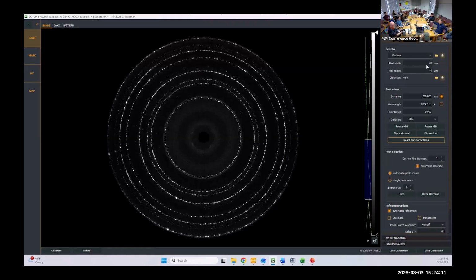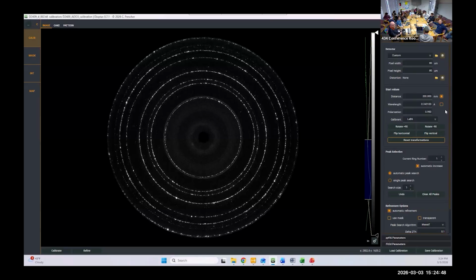Basically, we have to calculate the distance. We also have to find out where the beam center is, because the rings are circles around the beam, not necessarily at the center of the detector. When we unwrap the cake pattern, if we're not unwrapping it about the right central region, it'll look all warped. So when you do your calibration, you put in the pixel width that we will give to you. The distance, you don't have to put anything. You just click this box, and that means calculate it.